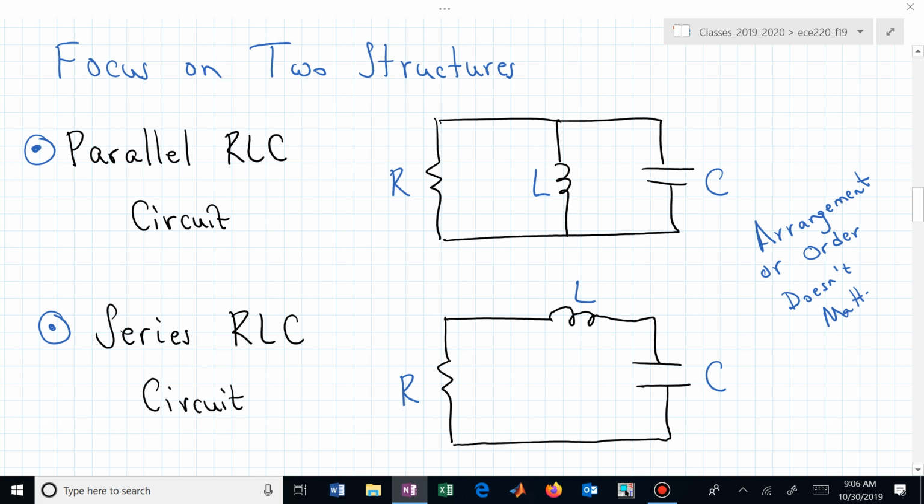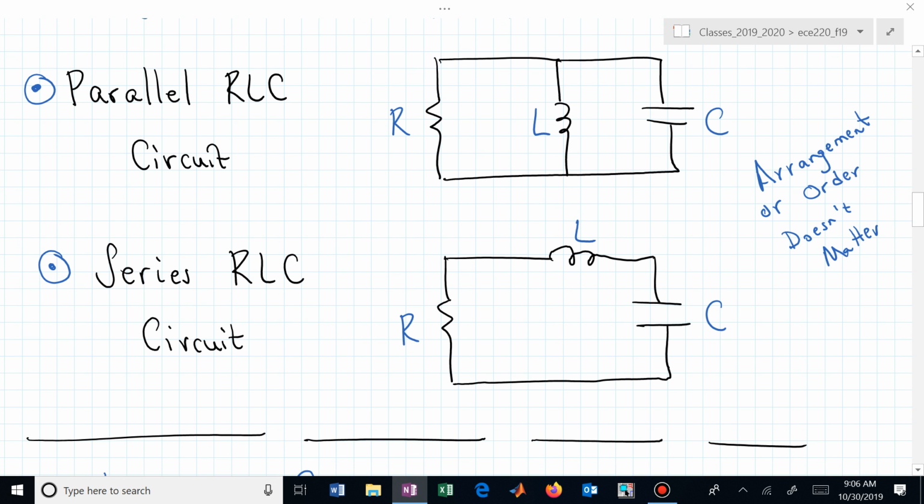What I mean by that is you could interchange the resistor and inductor's location, and you're still going to get the same dynamical behavior. You would have the same current going through this circuit as you do the other. You can interchange those locations of your circuit elements. That's not critical. You could shuffle the R's and the L's and the C's.